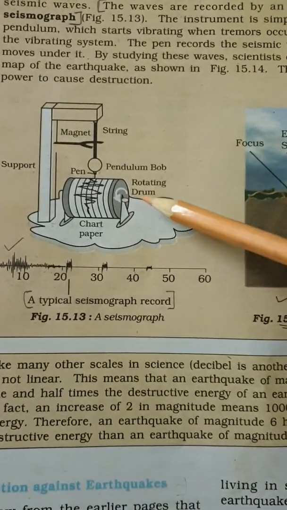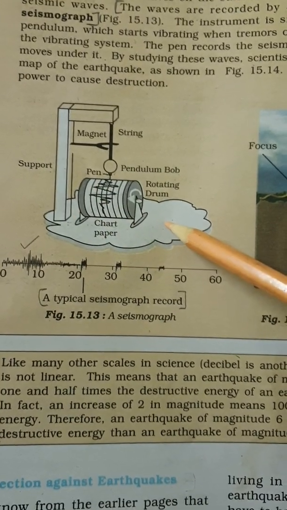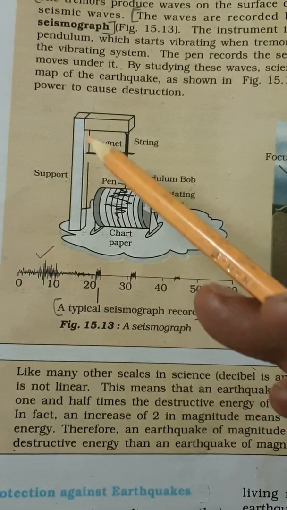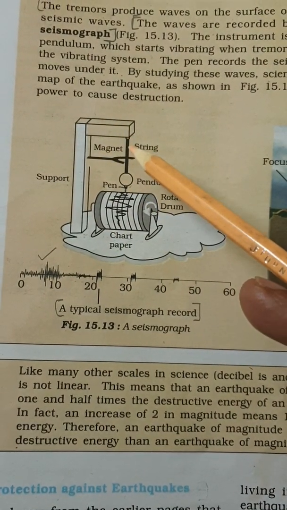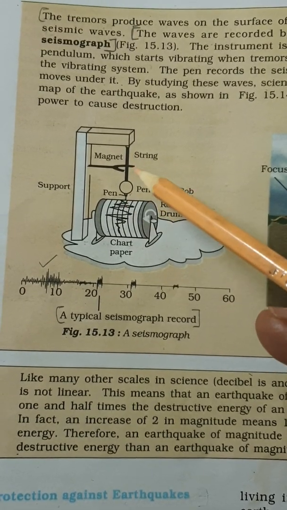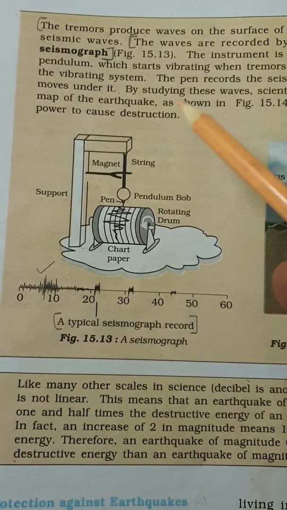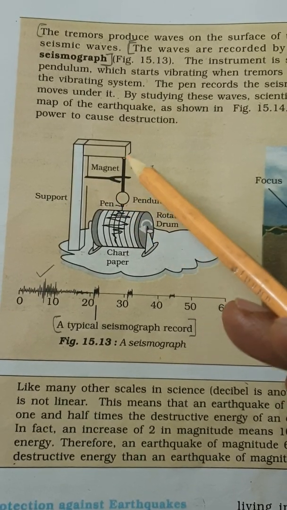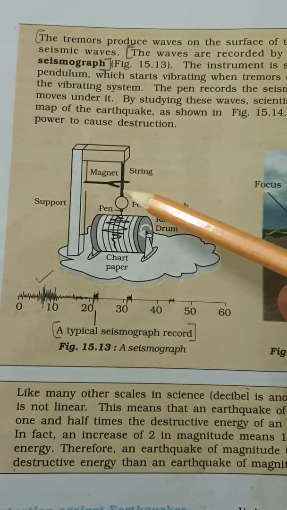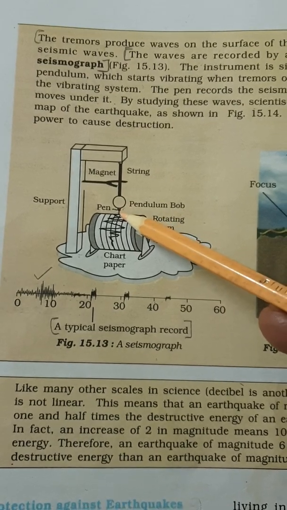Now take a closer look here. You can see this rotating drum kept on the surface of the earth or the ground. Next to that, you can see the support from which a pendulum bob is hanging. Now this pendulum bob is not touching any surface. This magnet is kept so that the pendulum bob can stay in its position. Now at the tip of the pendulum bob, you can see a pen.